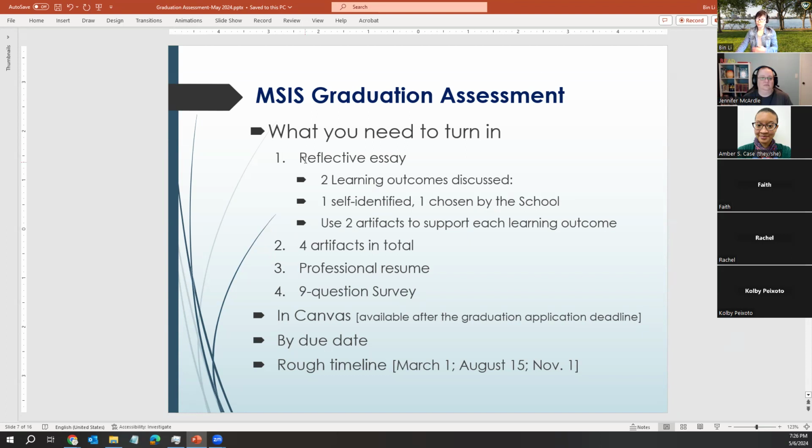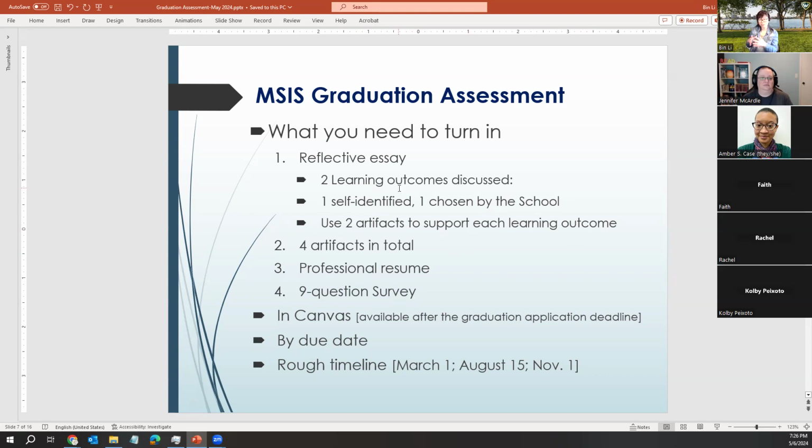So you need to choose 2 learning outcomes. You will discuss 2 of the 6 learning outcomes. One you identify, and the other is chosen by the school. I think for spring summer, it is number 2. So you will discuss 2 learning outcomes, and for each of the learning outcomes, you use 2 artifacts to support. So 2 multiplied by 2, we still have 4 artifacts.